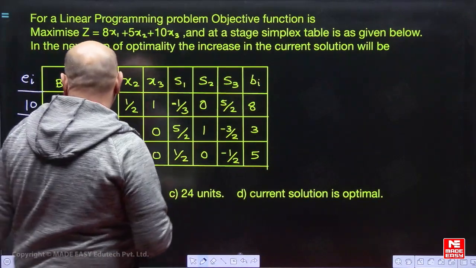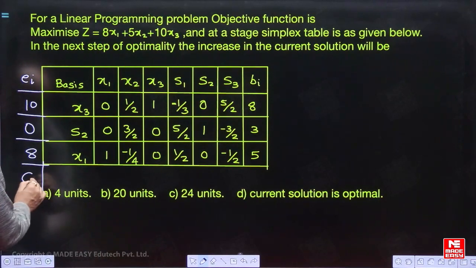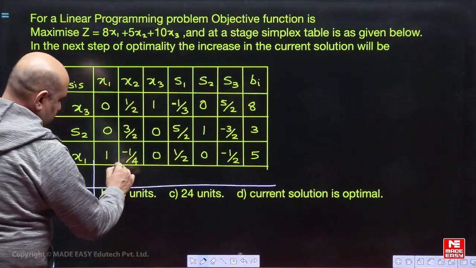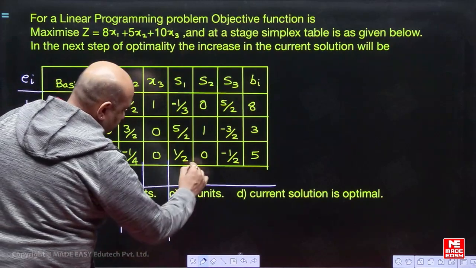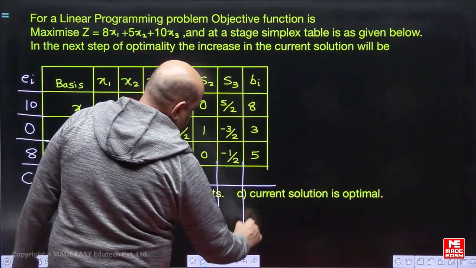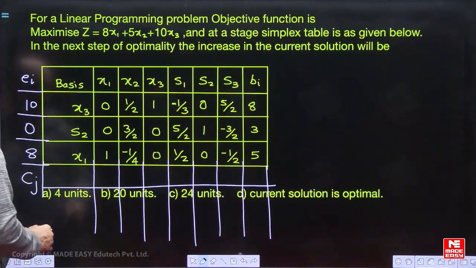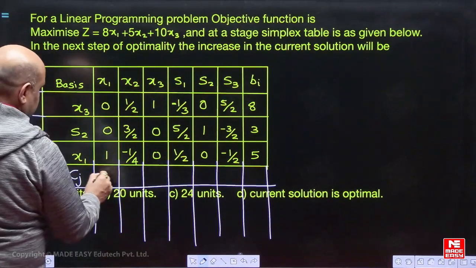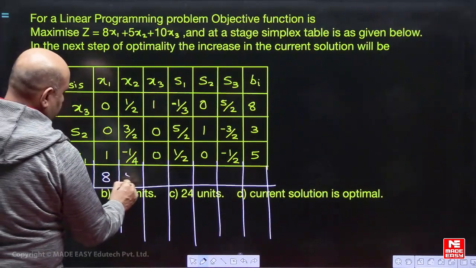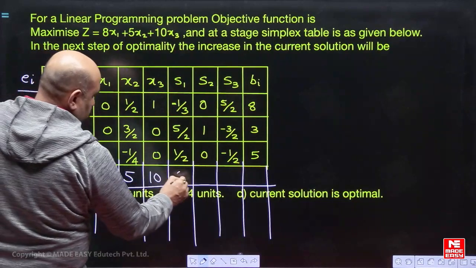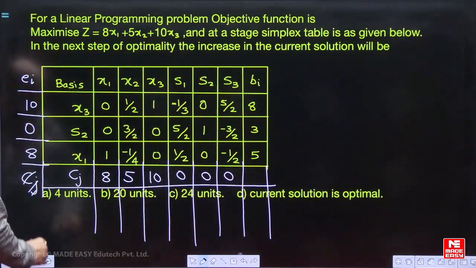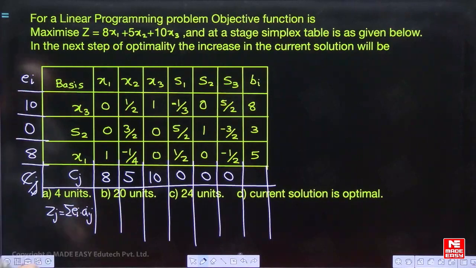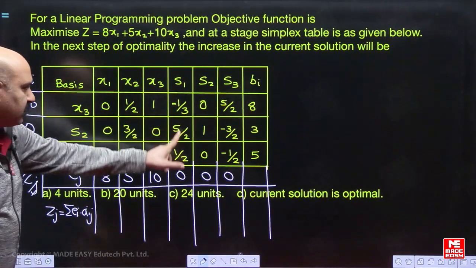Then profit coefficient row, CJ row, I am making after that only, so that CJ profit quotient row, profit quotient x1 profit quotient is 8, that will be here, x2 is 5, x3 is 10, s1 s2 s3 slack variables 0. Then zj row, summation ei aij. See ei, these are the aij technological coefficients.